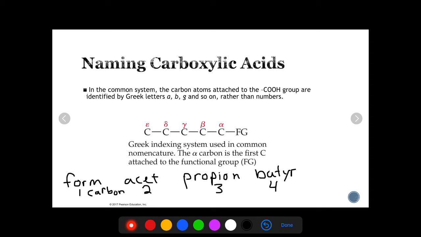And then to label the substituents in the carbon chain, we use Greek letters for the adjacent carbons. So alpha is the carbon next to the carboxylic acid, the functional group, then beta, then gamma, and so on. So those are just used to label substituents. Okay, so let me give you some examples here real quick.